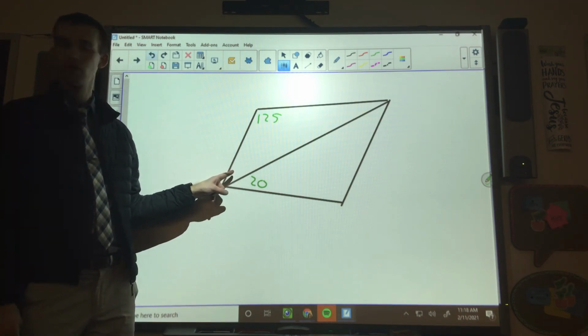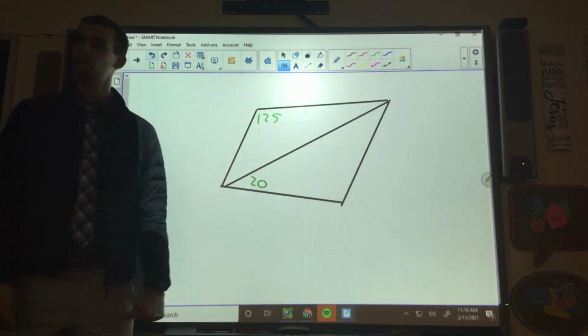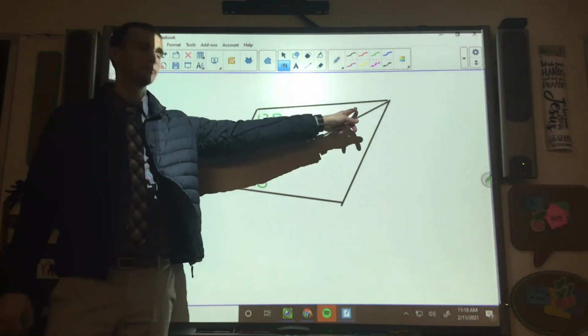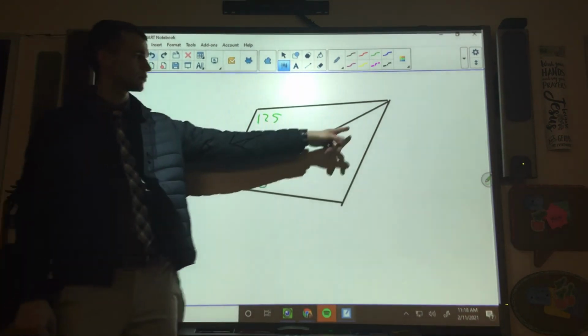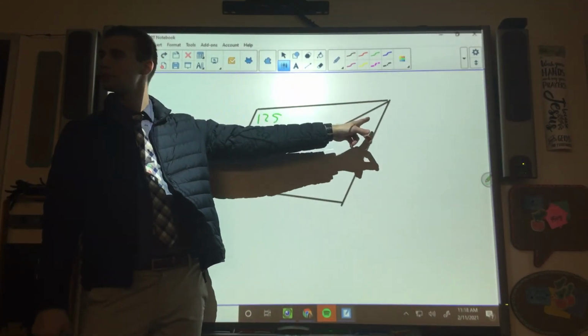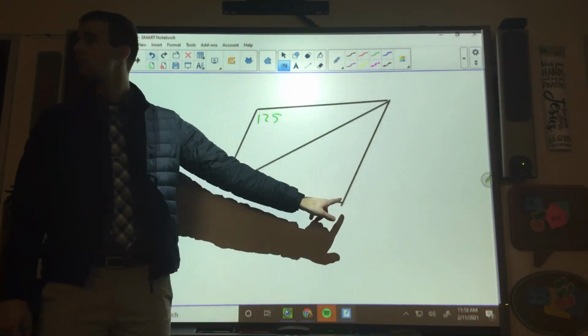This one? 20. This one is 20? Can you assume these two are the same thing? No. What about this one? 20. Are you sure? No. This one? You can't just assume. What about this one?